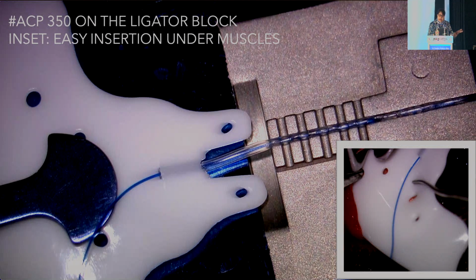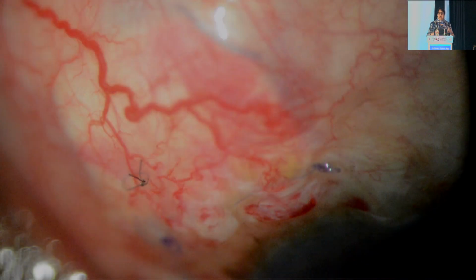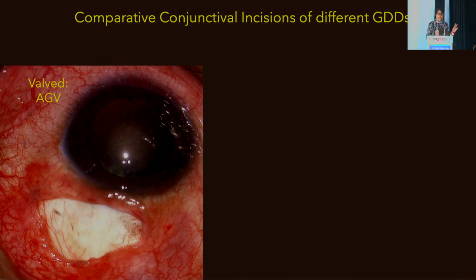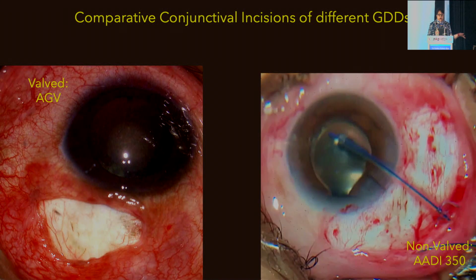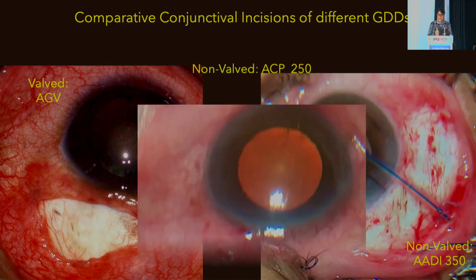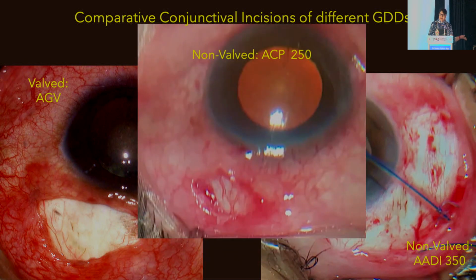With the ACP, there is also a ligator block. Ligator block helps you. It's a very pliable tube, so you can tie it off, and you can also make the fenestrations after placing it on the ligator block. Then look at this small incision that I made. You can see end to end the vicryl. It's only 5 millimeters, and the tube is doing very well. So the comparative conjunctival incisions of different AGDs: this is for AGV, that's for ADI, and this is for ACP.